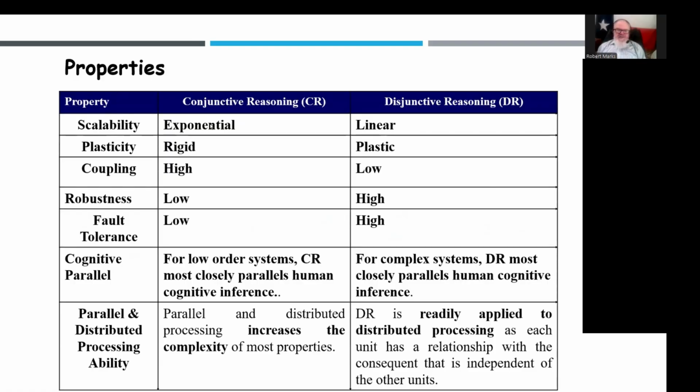Scalability. With the conjunctive reasoning, we see that it's exponential. For the disjunctive reasoning, it's linear. So with the disjunctive reasoning, we can add more and more antecedents and still be okay. The plasticity. Now, what is plasticity? That means what happens if you lose something.